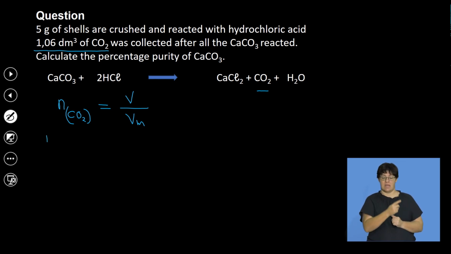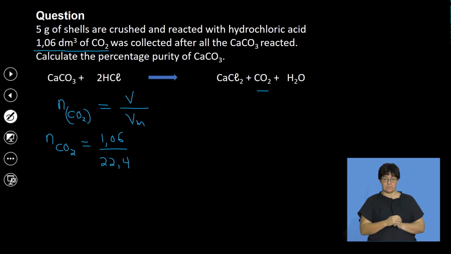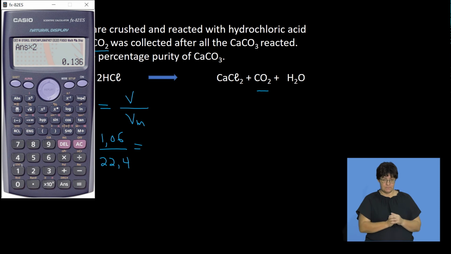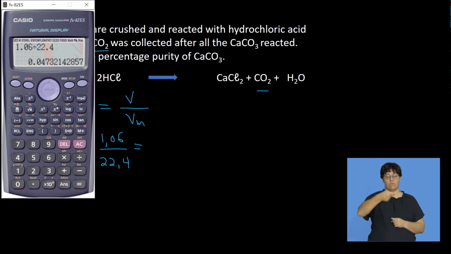So we'll say number of moles of carbon dioxide is equal to the volume, 1.06, divided by 22.4, which is the actual molar gas volume, okay? So we can quickly determine that. So that's 1.06 divided by 22.4, which is the constant. So how many moles are there? 0.047, right?